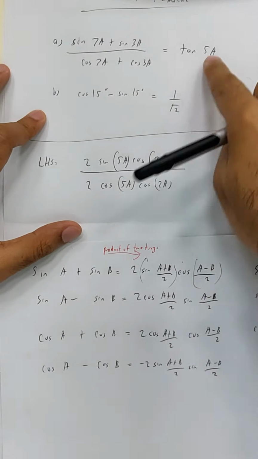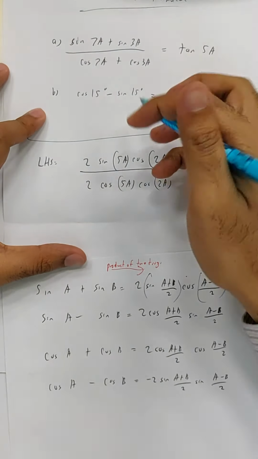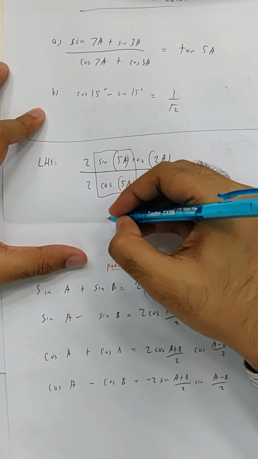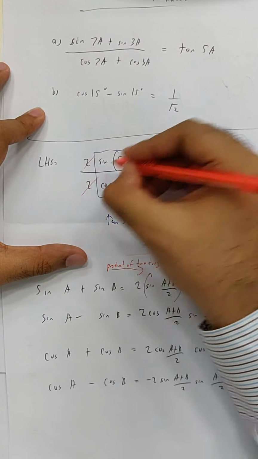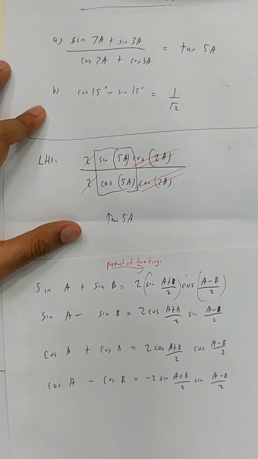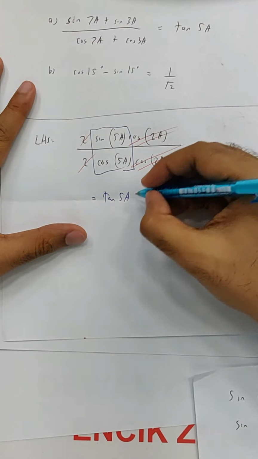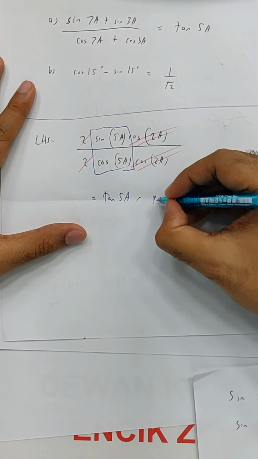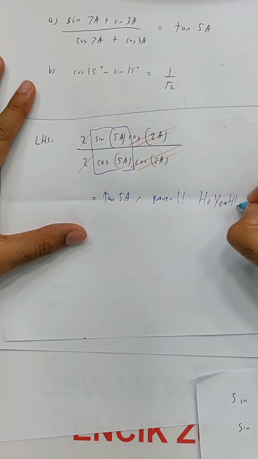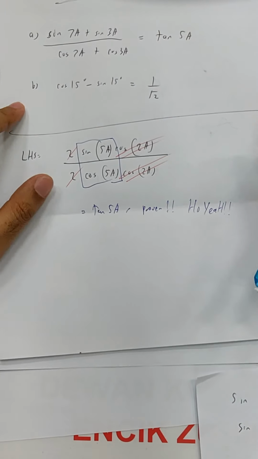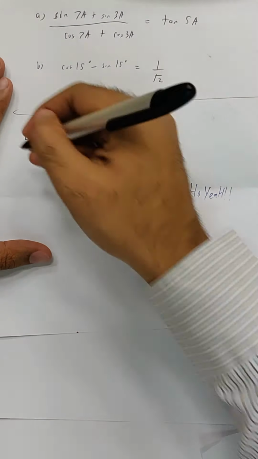Okay, so from here, how do you get tangent 5a? You can see here, sine over cos gives you tangent 5a, good. You can see as well 2 over 2, cos over cos directly gives you tangent 5a. Proven. Oh yeah. That's for the A.